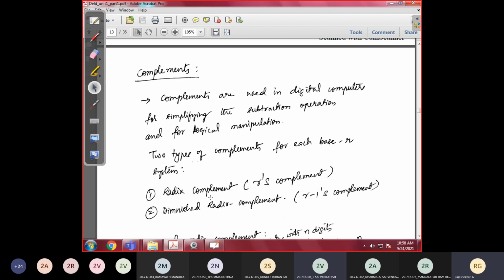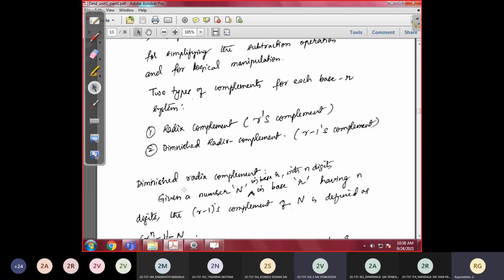The first one is referred to as radix complement or simply R's complement, where R is the radix of the number system. In the case of a base 10 system, R's complement will be tens complement. The other one is diminished radix complement, which you can refer to as R minus 1's complement. For the decimal number system, it happens to be 9's complement. So any number system you consider, there will be two types of complements: one is called radix complement or simply R's complement, and the other is referred to as diminished radix complement or simply R minus 1's complement.